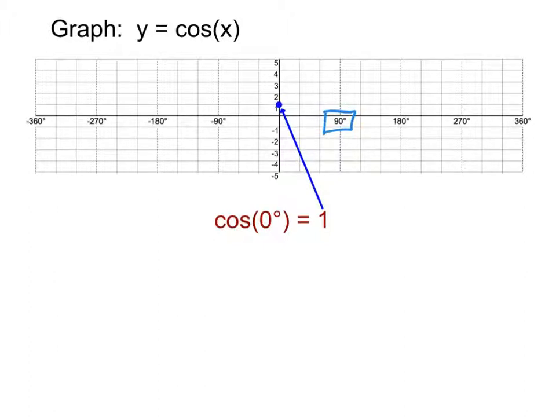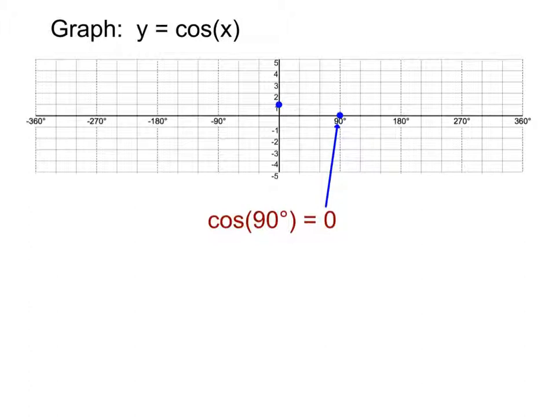So the next one we're going to go to is 90 degrees. And so then I could break out my calculator once again, and I could do cosine of 90 degrees. If you did that, you should find that cosine of 90 equals 0. So then there's a point we can plot. We can plot the point at 90, 0. Plot that there.